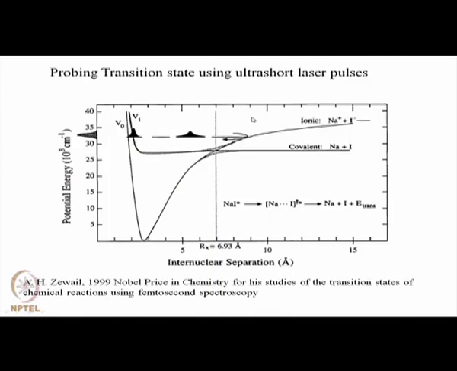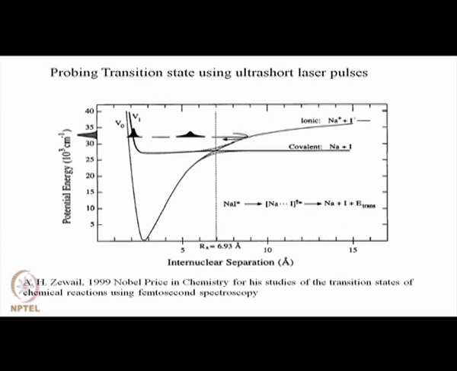Okay. There is another very important thing that I told you in the last lecture: with the advent of ultra short laser pulses, we can probe the transition state. For this, Ahmed H. Zewail in 1999 was awarded a Nobel Prize in chemistry for his studies of the transition states of chemical reactions using femtosecond spectroscopy.